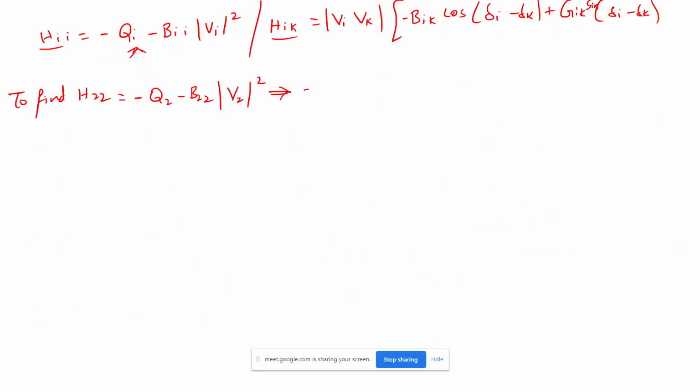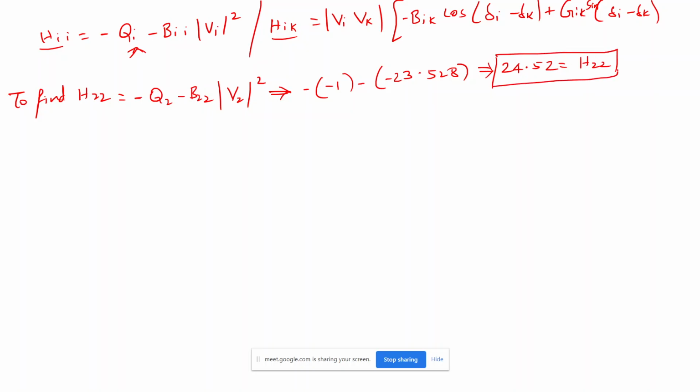Tell me fast, ma. This is minus of minus 1 minus of 23.528. Okay, so this I will get. Why it is V square is already 1, so I will not get this value. So this is the remaining part I will get, and finally I will get the H22 value as 24.52. So this is the value for H22. So we found one successfully. We have found out one unknown, H22.